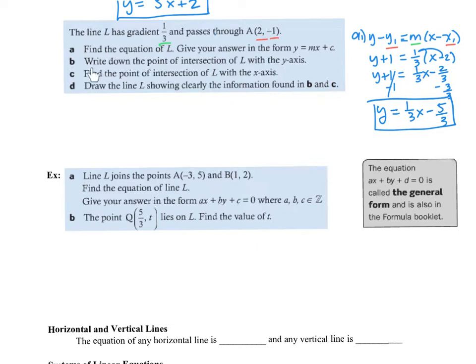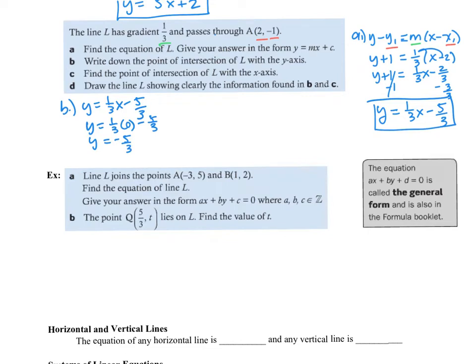Now let's look at part B that says, write down the point of intersection of L with the y-axis. In other words, we're going to find the y-intercept. So for part B, our equation is y equals 1/3 x minus 5/3. So the y-intercept is going to be the point where x is equal to 0. So just replace x with 0, and then we'll do the arithmetic. 1/3 times 0 is 0, and 0 minus 5/3 would be -5/3.